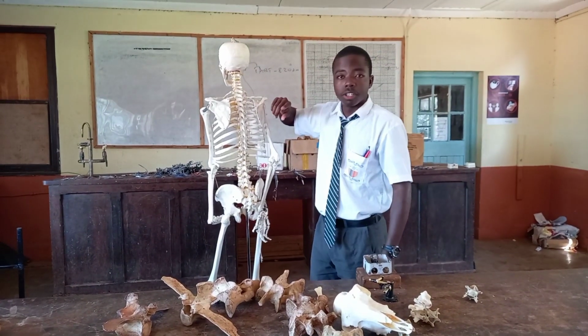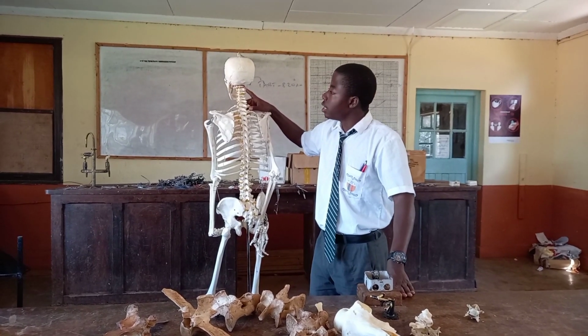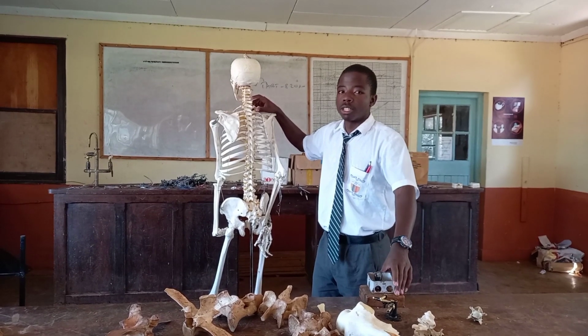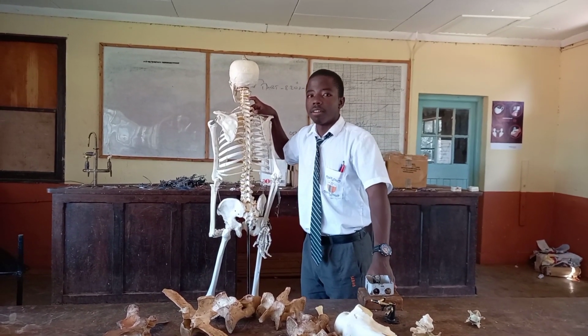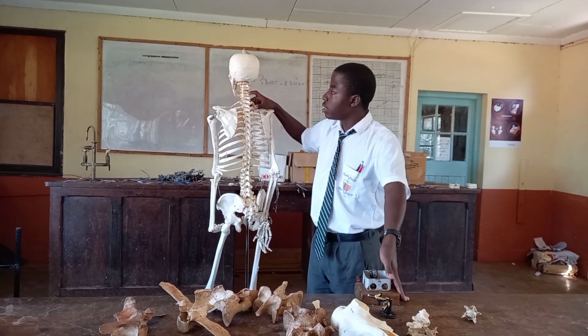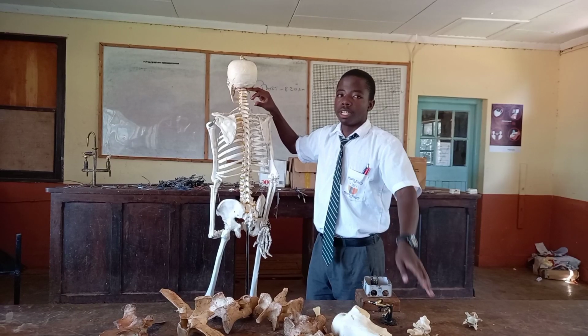For the cervical, the first one is the atlas, followed by the axis, and then followed by the typical ones, which are 5 in number in humans. And when you add the 5 to the atlas and axis, the cervical vertebrae are 7 in number.